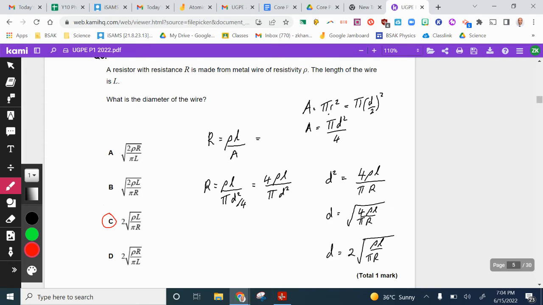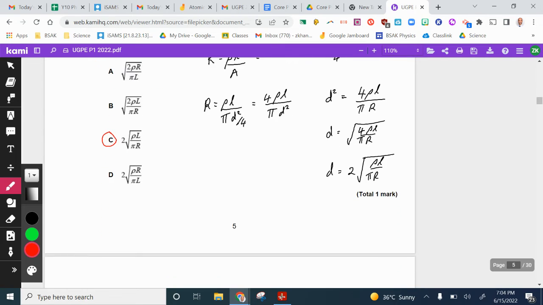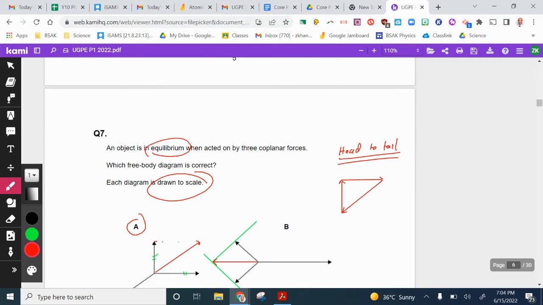And we look for that expression there, but there is no 4. They've pulled the 4 out. So if we pull the 4 out of here, it's root that the same. That's the same as 2 root rho L over pi r, and that is that here. Question 6, the answer will be C.